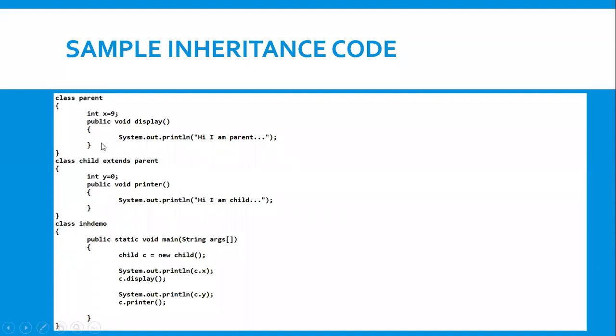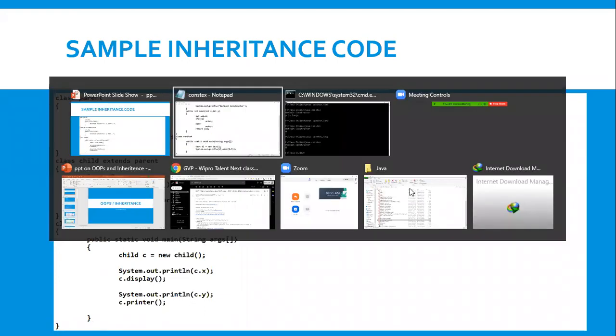So if you want to confirm that, here I am creating the child class object and I am calling both the display method as well as the printer method. Actually, you cannot find the display method explicitly in this code, but it is present as it is acquiring the property from the parent class. Now let us see the execution of this.